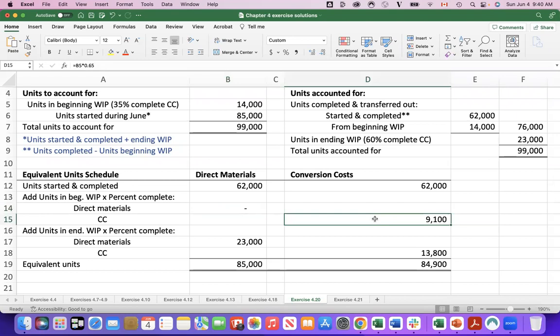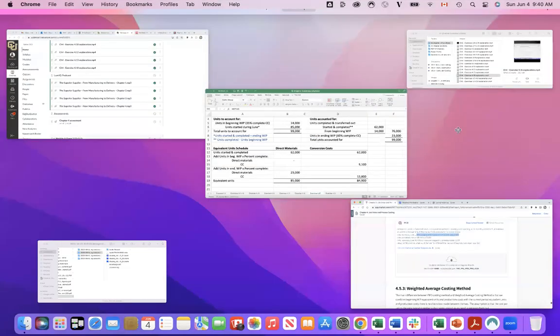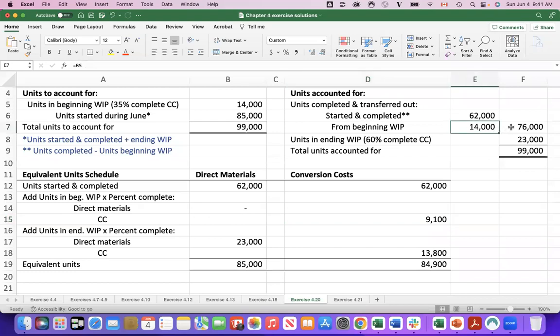Now for conversion costs, I am going to incur additional labor and overhead to complete those beginning work in process units. Remember when it said that they were 35% complete with respect to conversion costs. So in other words, 35% of the total labor and overhead had already been incurred. And we said that these 14,000 units were completed and transferred during the month of June. They already had 35% of their conversion costs. That means they needed an additional 65% of conversion costs to complete them.